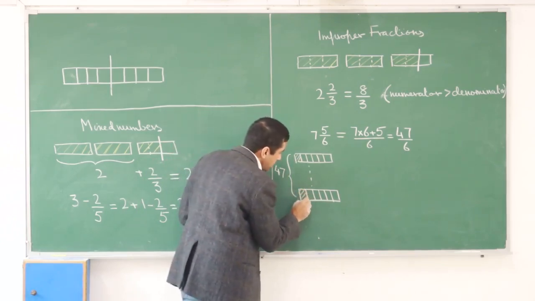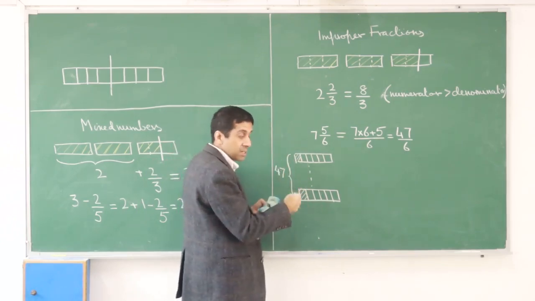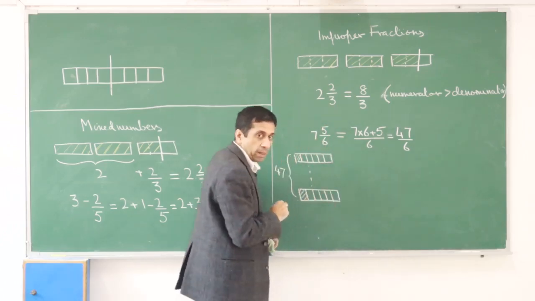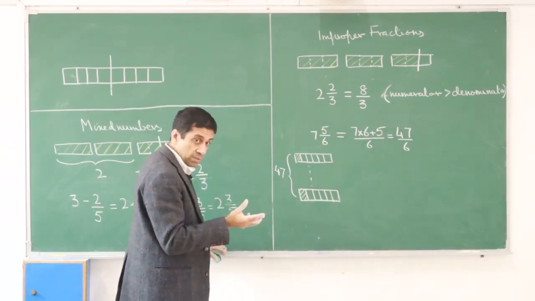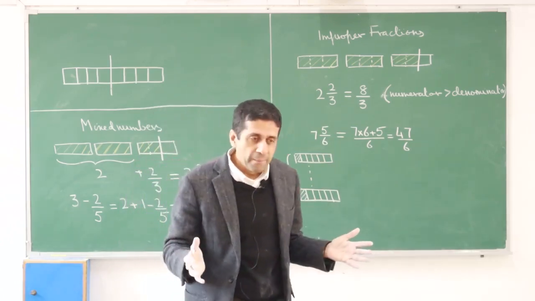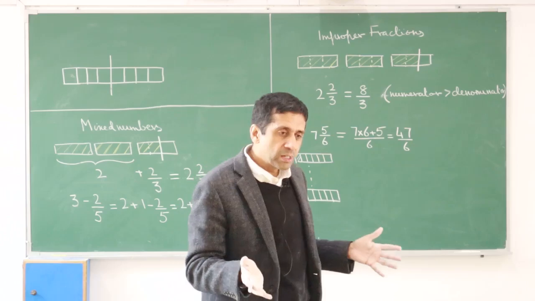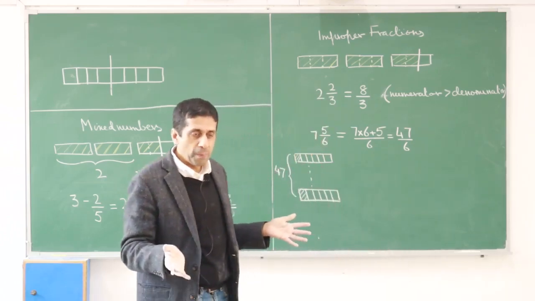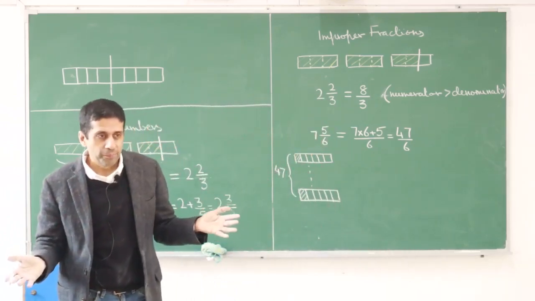And the next, and the next, and the next. So 47 divided by 6 is, yeah, that's what the interpretation is. Now, we had also an interpretation of parts of a whole. So what's the whole that we are going to consider for 47 over 6 is the question. What's a whole? 6 would be the whole.